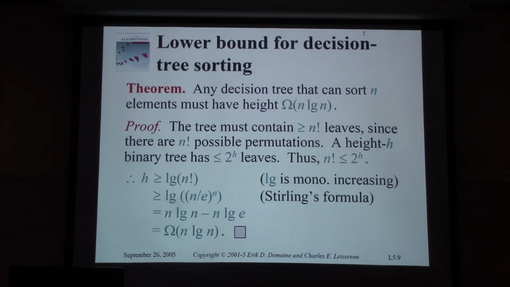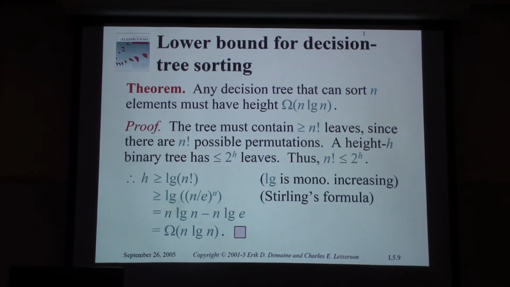Makes sense, right? So n factorial must be less than or equal to 2 to the h. What's 2 to the h again? Number of leaves. What's n factorial? Number of leaves. So therefore for the height h, we're going to take the log base 2 of both sides. If we take LG of both sides, then the h comes out, and h is going to be greater than or equal to LG of n factorial.